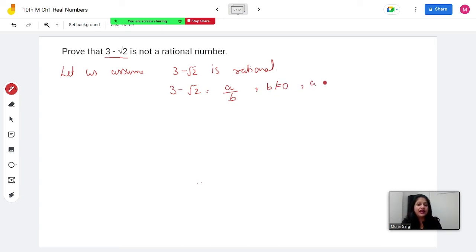And there is one more thing I should mention, that a and b are co-prime. I think you are already aware what co-prime means. Co-prime means the numbers which don't have any other common factor than one. Only one is a common factor.